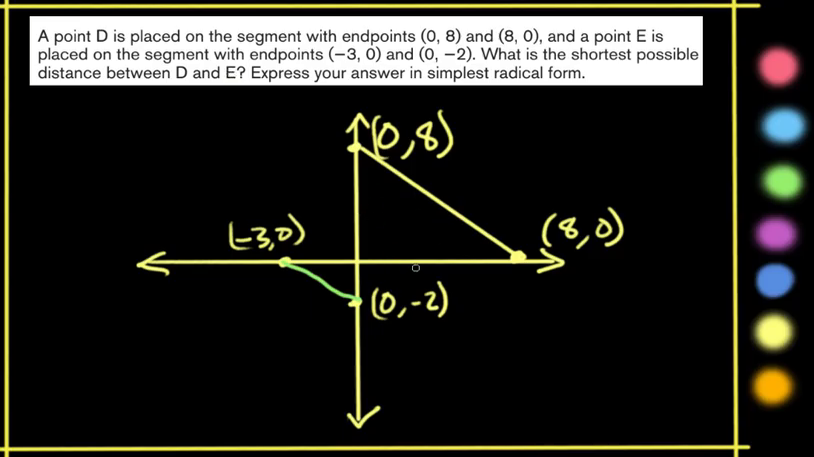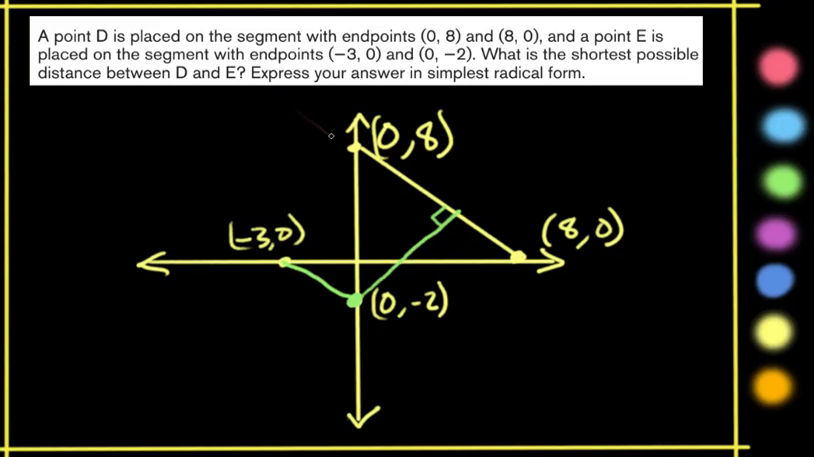Hopefully you can kind of just see that the shortest possible distance is going to be between this point, (0, negative 2), and a point that is a perpendicular distance from this point here. So we want to know this distance here. And there's probably many different ways to do that, but I want to show you an interesting way of thinking about this.